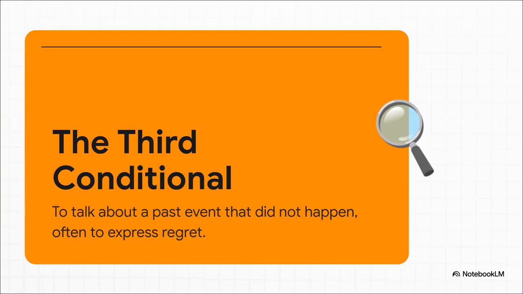This is the language of hindsight, pure and simple. The third conditional lets us look back at a door that's already closed and imagine what could have been. And it's so powerful because it's almost always tied to our emotions, right? Things like regret, or even relief, or just that burning curiosity of what if.